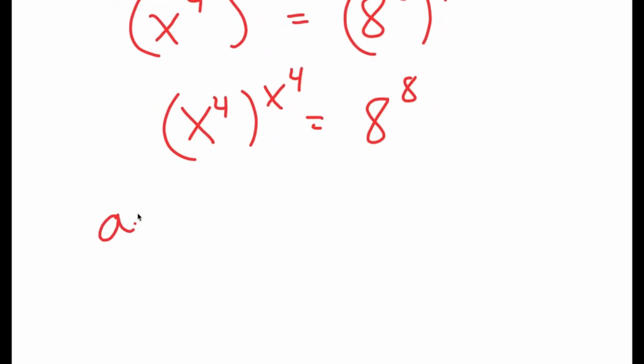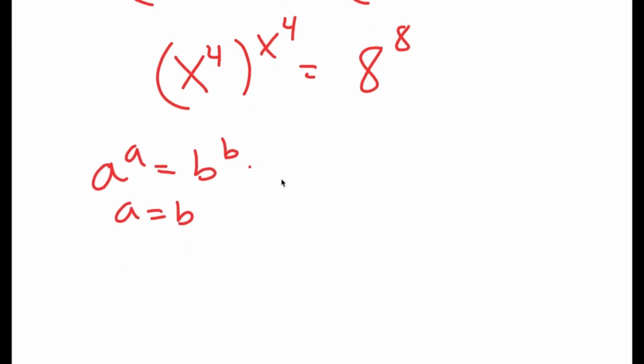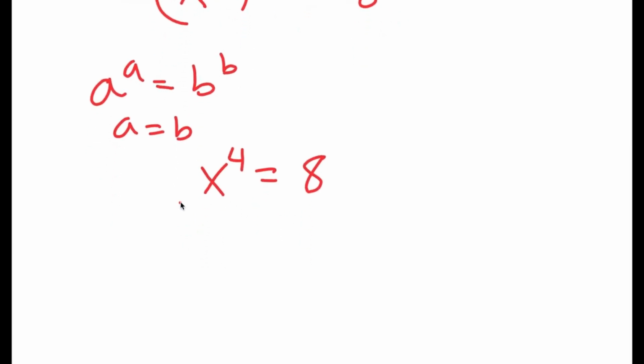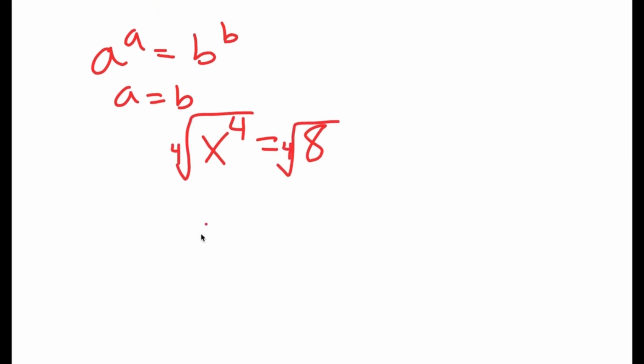Now, if I have something of the form a to the power of a is equal to b to the power of b, this means that a equals b. So in this case, x to the power of 4 is equal to 8. And to solve for x, I'm going to take the fourth root on both sides. So I get x is equal to positive or negative fourth root of 8.